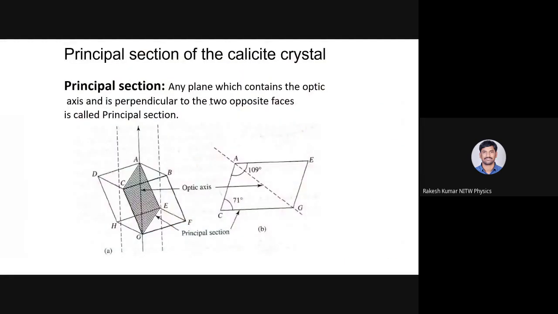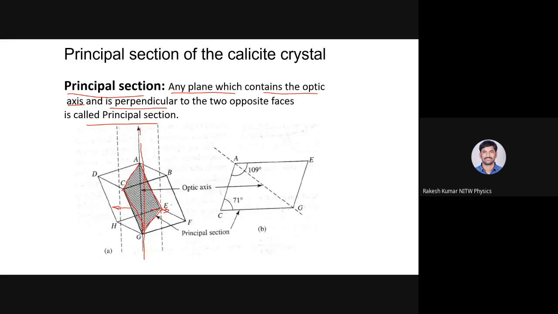Now coming to the next thing, this is a principal section. It is straight away whatever we discussed just now. You take any plane which contains the optic axis. So if I take this plane, the ACGE plane in the calcite crystal, it is going to contain the optic axis. If you look here, the optic axis is inside this particular plane, and it is perpendicular to the opposite faces. So this is called a principal section. This principal section will be cut and used for the production of the double refraction phenomenon in calcite crystal.